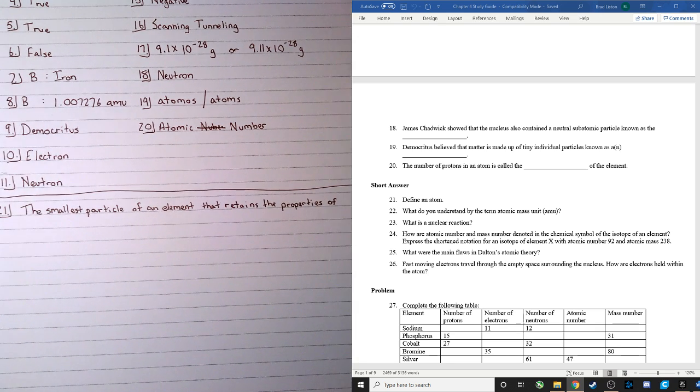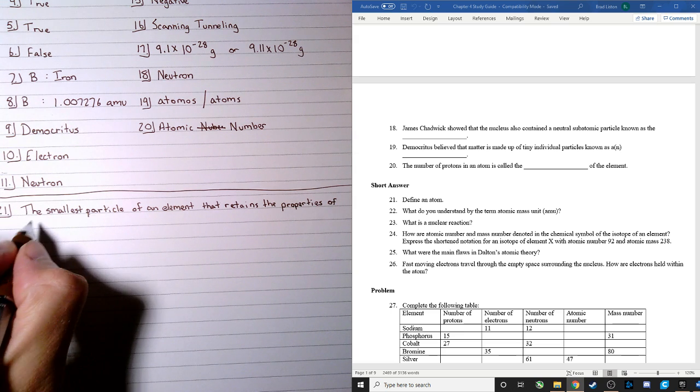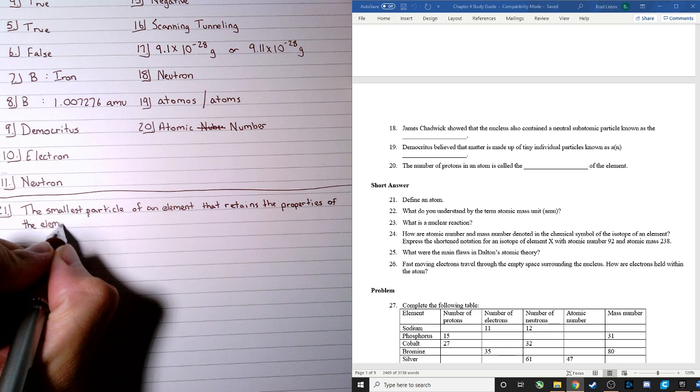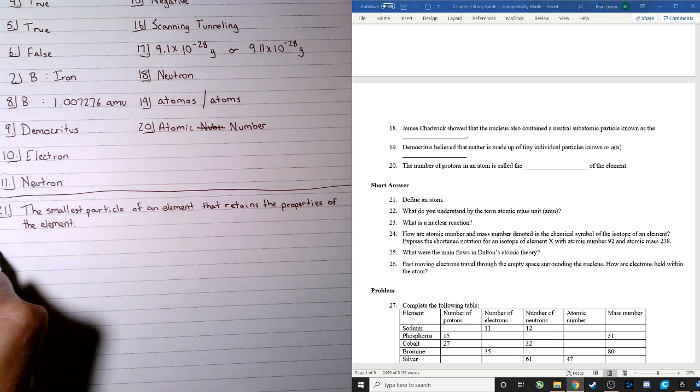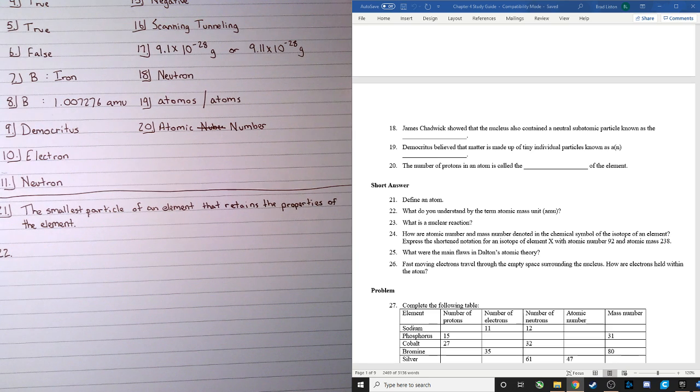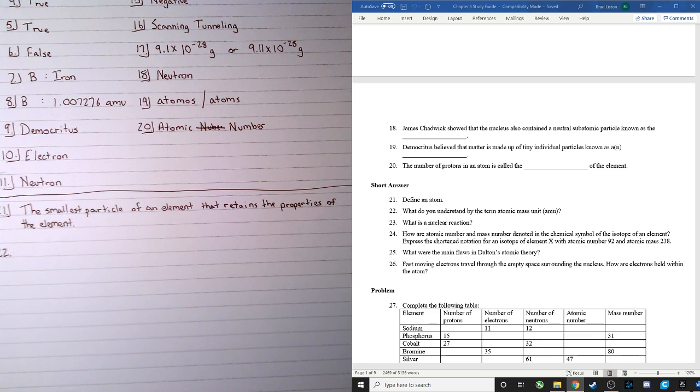I gotta make sure all this is still on the screen. That retains the properties of the element. All right. So 22. What this is, the atomic mass unit basically measures the mass of an atom relative to that of a carbon atom. It's generally seen as 1/12 of the mass of a carbon-12 atom.